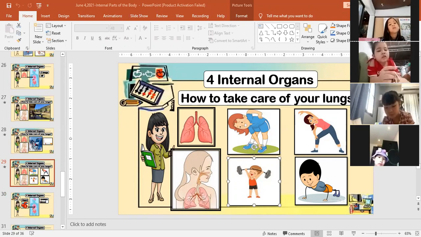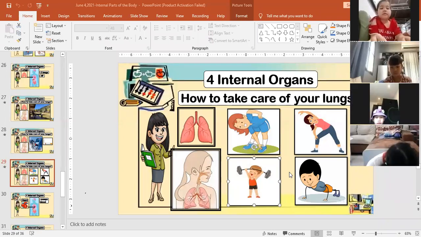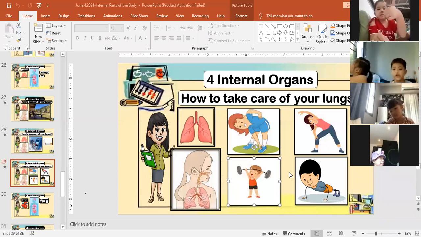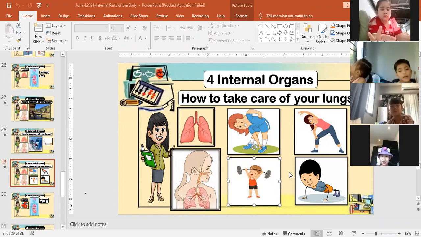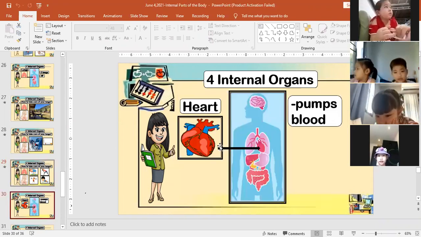How about playing phone? Is that exercise? Playing the phone? Yes or no? Oh, no. Why? Because only your hand is moving and the light of the phone is bad to your eyes. Bad to your eyes or not good to eyes.